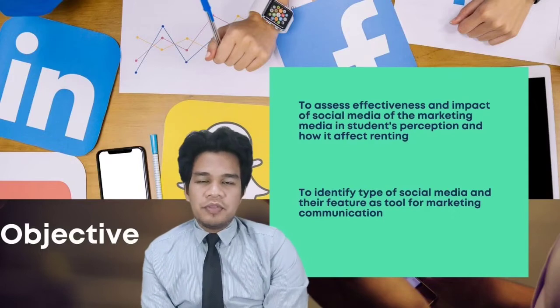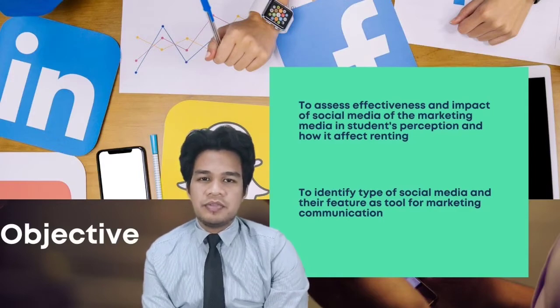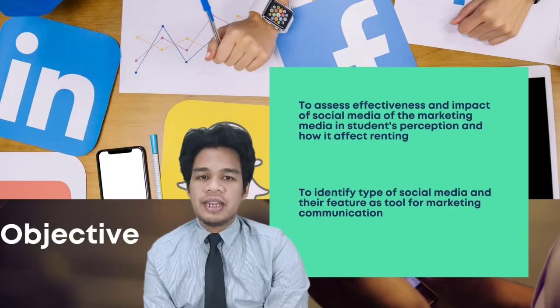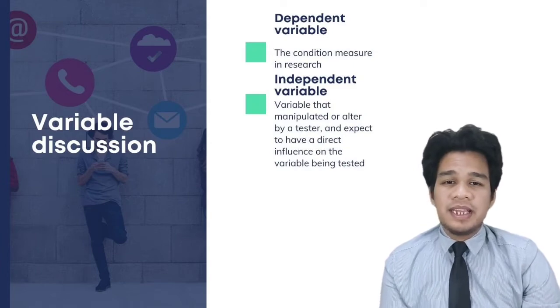The objective of this study is to identify different types of social media and their features as a tool for marketing communication. The next objective is to assess the effectiveness and impact of social media marketing on students' perception and how it affects their renting decision. This part will explain the variables that apply in this study.